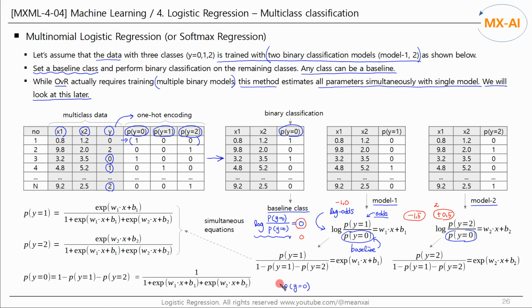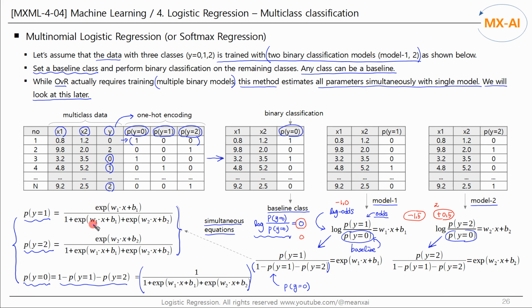The probability that y is 0 can be written as follows. Therefore, this expression can be written like this. And this expression can also be written like this. By solving these 2 simultaneous equations, the probability that y is 1 and the probability that y is 2 can be written as follows, respectively. And the probability that y is 0 can be written like this. So in the end, it can be written like this. We can create the formulas to calculate each probability as follows.